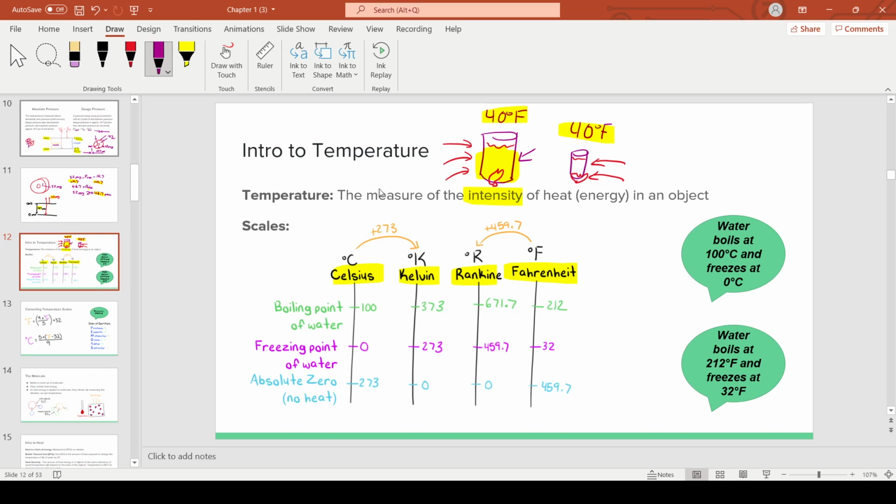There we go. Alright, so other two things you need to know. You know that water boils at 100 degrees Celsius and freezes at 0 degrees Celsius. Right? Easy to remember there. Fahrenheit, a little bit harder, but you guys have been raised around it. You should know that water boils at 212 degrees Fahrenheit and freezes at 32 degrees Fahrenheit. Now, not every chemical does this. This is just for water.